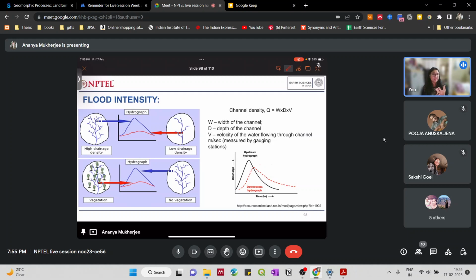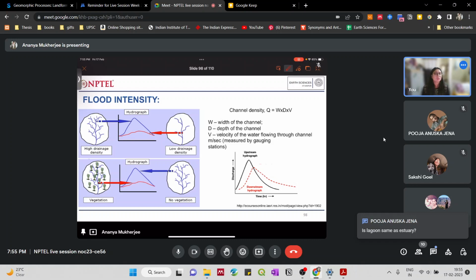Okay, now the flood intensity is again going to depend on your drainage density and external factors like the occurrence of vegetation. It is also going to depend on the course of the river that your stretch is present in. Is lagoon the same as estuary?